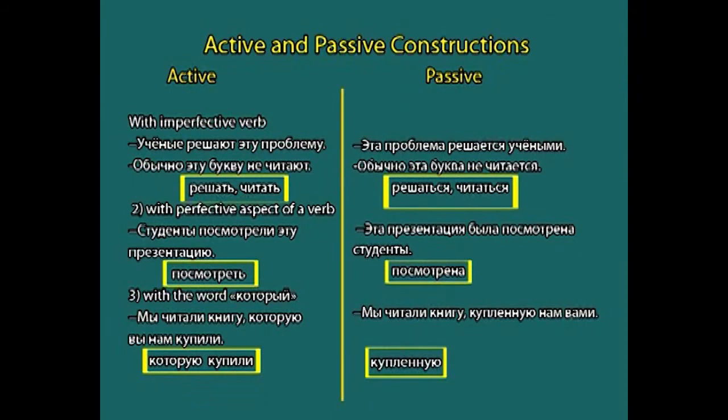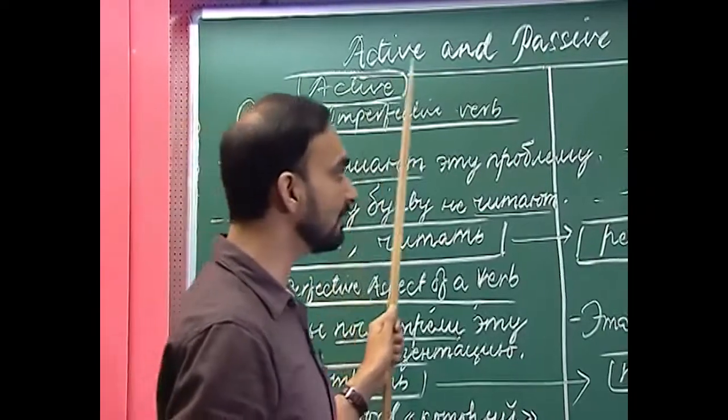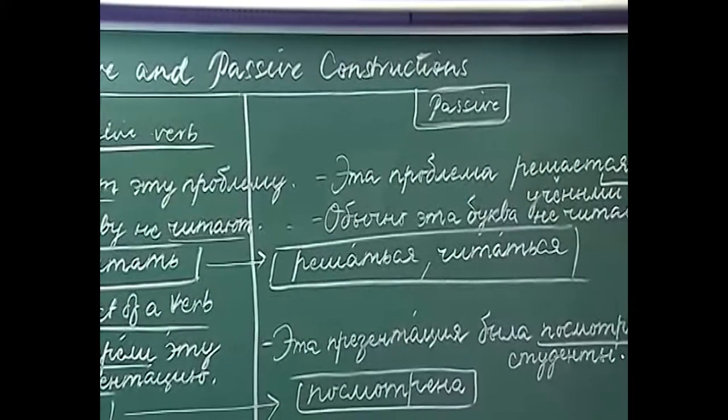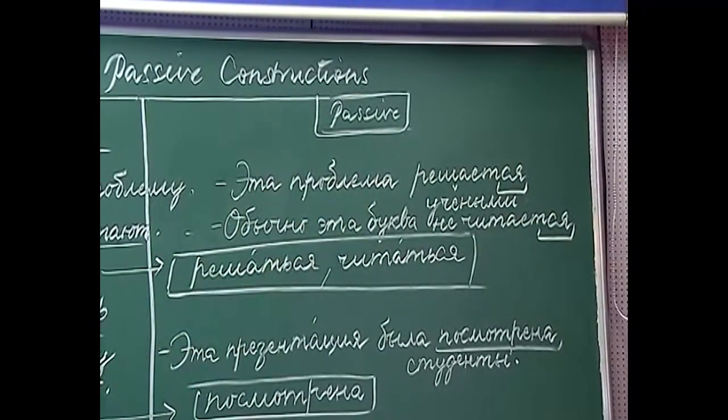So, if there is an imperfective aspect of a verb used in the active construction, you have to change the verb into a reflexive verb. And how do we change the verb into reflexive? We add the particle sya at the end.